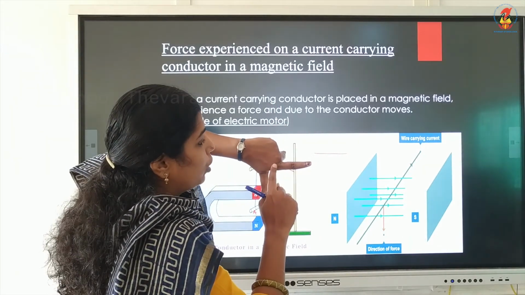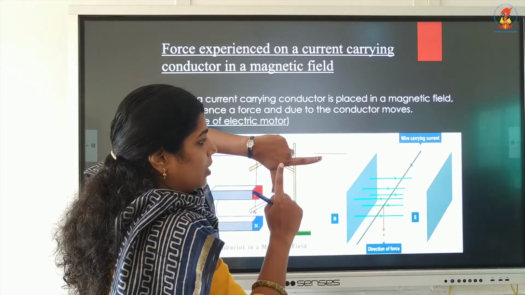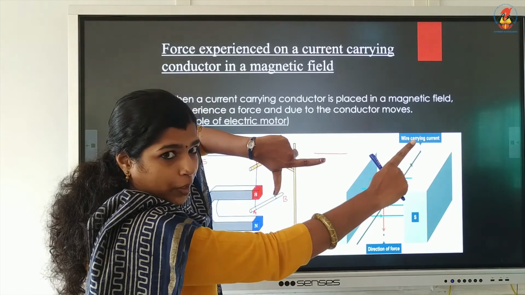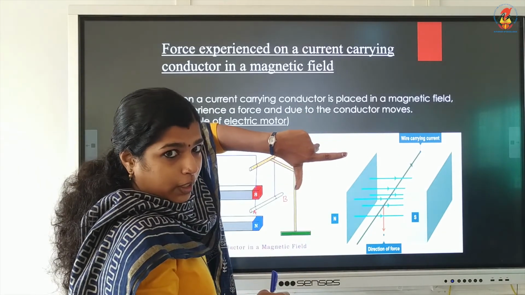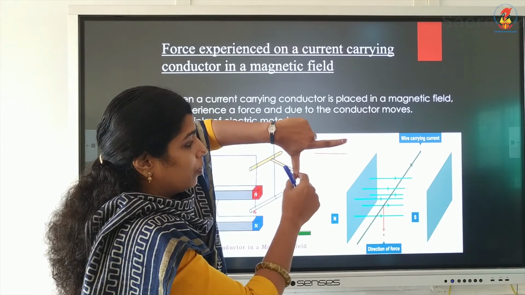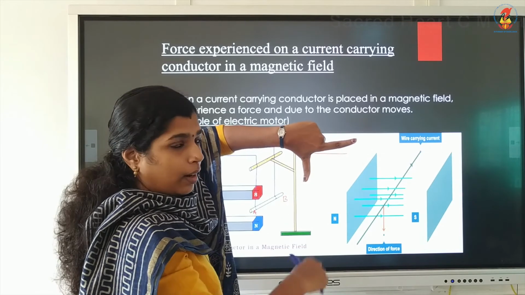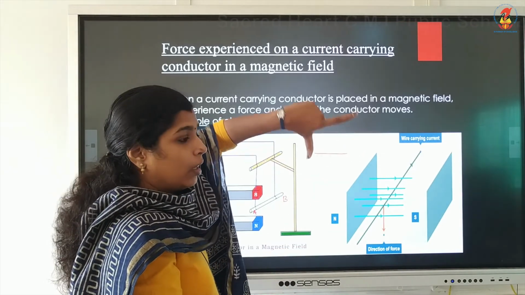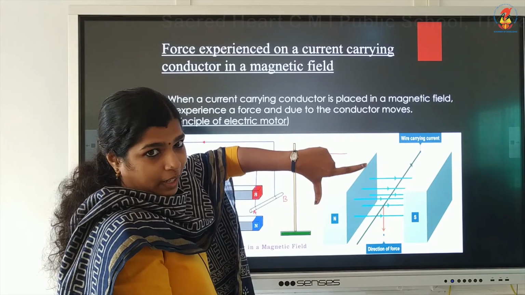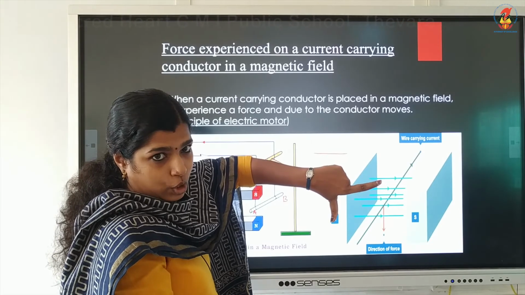So, north to south direction, that is the direction of magnetic field, is represented by the forefinger. The middle finger will represent the direction of current. So, in which direction does the thumb point? The thumb points in the downward direction. Means the force will be acting in the downward direction.